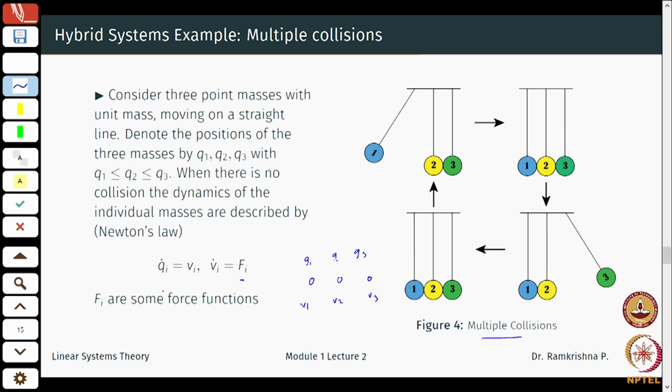This is nothing but Newton's second law written in state space form, as two differential equations: the rate of the position is the velocity, and the rate of the velocity is related to the force, assuming that the masses here are just unit masses. So m does not appear; m is equal to 1.